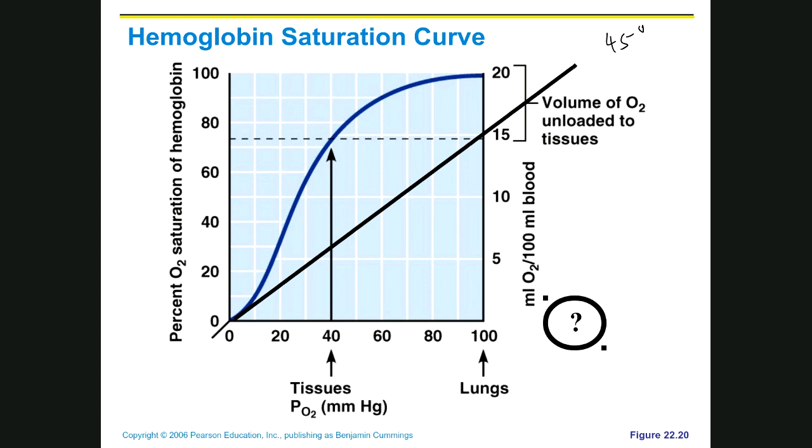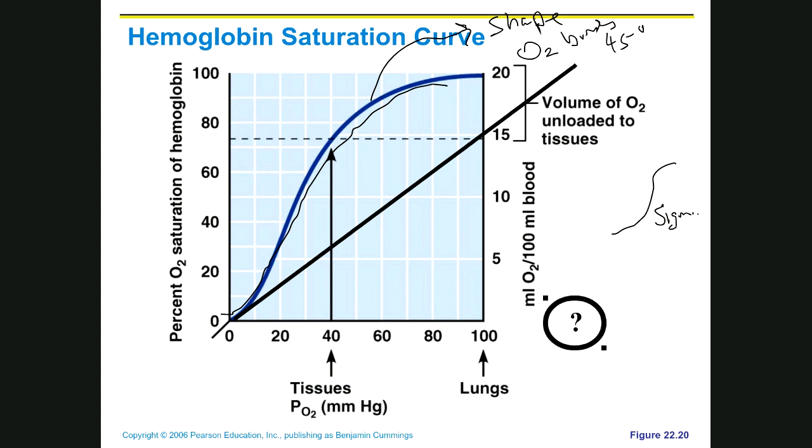Hemoglobin has this property, and I didn't use this word last time, and you don't really have to know it: hemoglobin changes shape. And what makes it change shape is oxygen binding. When oxygen binds, it changes the shape. So our curve does not look like that. It's this S-shaped curve, like that. It's called a sigmoid curve.